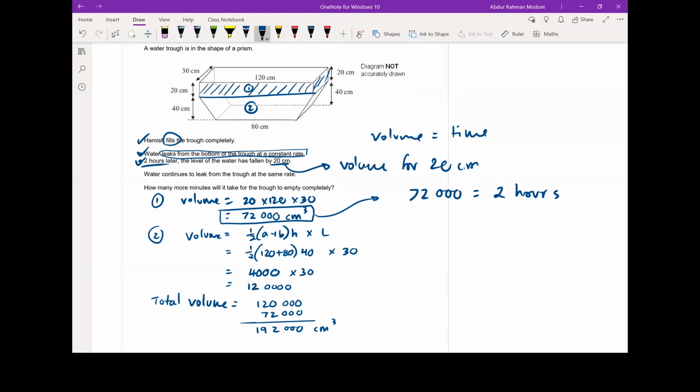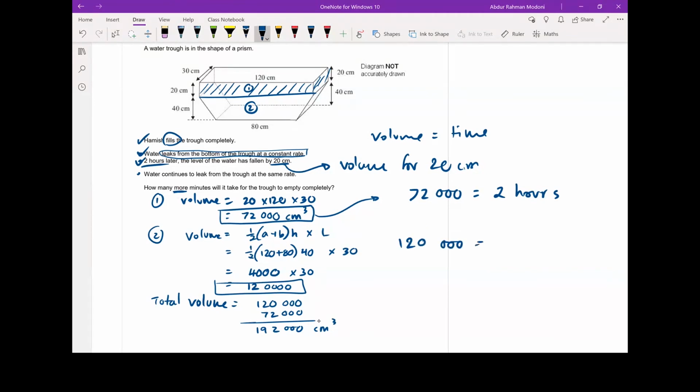Water continues to leak from the trough at the same rate. How many more minutes? Again, the word more meaning we need to find out how much more volume to empty. Remember, we've emptied 72,000. So how much more is left is this one here, 120,000. So we need to get to 120,000. This is how much more left to empty. How do I go from 72,000 to 120,000? Well, there might not be a direct route to there. I mean, if it's non-calculator, I'll just write this out here underneath.